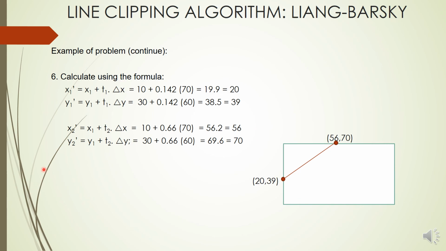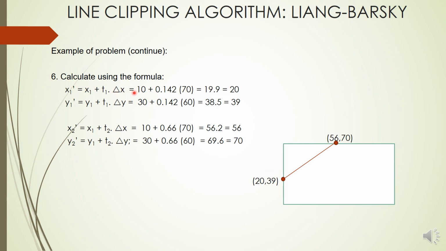After we have chosen our T1 and T2 in the previous slide, we can use those values in the four formulas that we discussed in the algorithm before. There are four formulas here. Let's look at the first one. Calculate using this formula: x1 dash equals x1 plus T1, which we calculated in the previous slide, multiplied by the delta x.